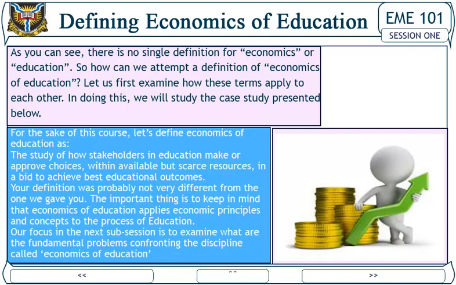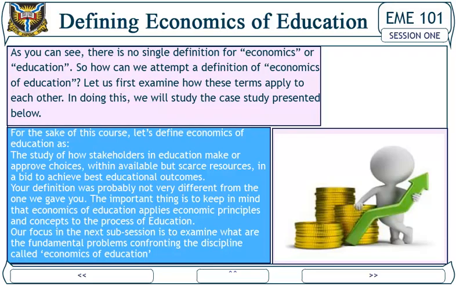In doing this, we will study the case study presented below. For the sake of this course, let's define economics of education as the study of how stakeholders in education make or approve choices within available but scarce resources in a bid to achieve best educational outcomes. Your definition was probably not very different from the one we gave you. The important thing is to keep in mind that economics of education applies economic principles and concepts to the process of education. Our focus in the next subsection is to examine what are the fundamental problems confronting the discipline called economics of education.